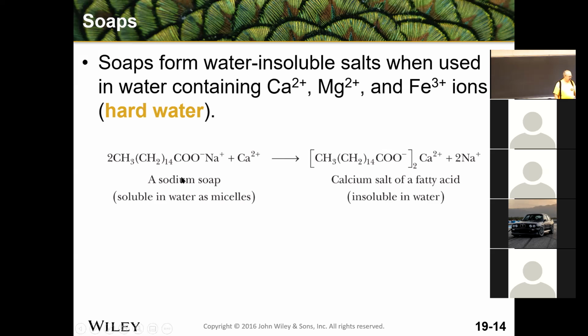In the same column of the periodic table, if we go below sodium, we have potassium. Potassium soaps are what are used in liquid or soft soaps. If we go the other direction, lithium soaps are very insoluble, and those are used as automobile lubricating greases.